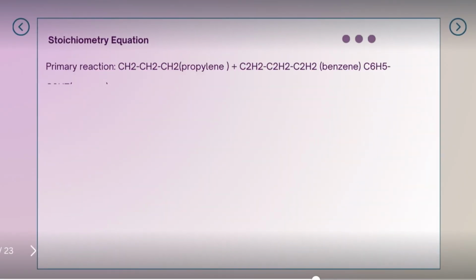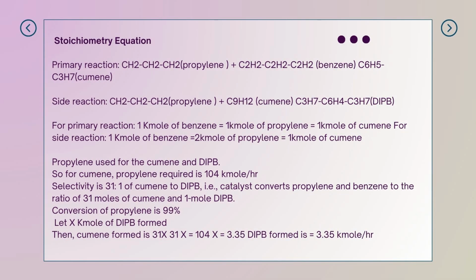And this is the stoichiometry equation I've mentioned earlier. Propylene is used for the cumene and DIPB. So for cumene, propylene required is 104 kmol per hour. Selectivity is 31 to 1 of cumene to DIPB, i.e., the catalyst converts propylene and benzene in the ratio of 31 moles of cumene to 1 mole of DIPB. Conversion of propylene is 99%. Let x kmol of DIPB form. Then cumene formed is 31x equals 104, so x equals 3.35. DIPB formed is 3.35 kmol per hour.